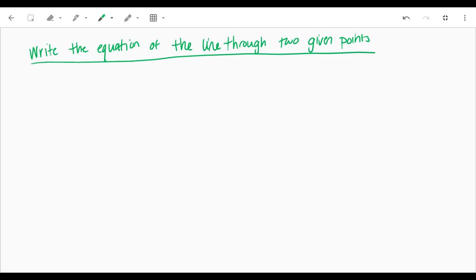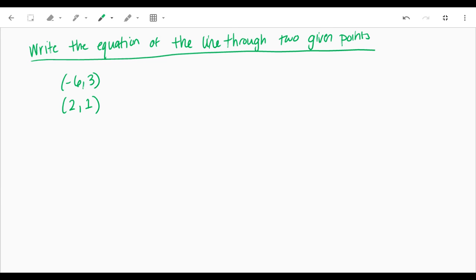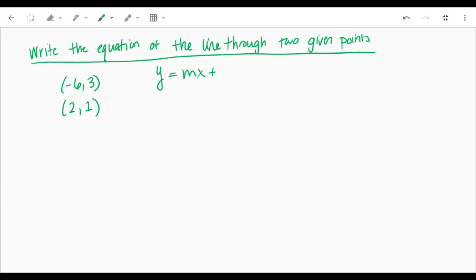Okay, so the one that I'm looking at, I see a point at (-6, 3), and then (2, 1). So again, we want y equals mx plus b. m will be the difference in the y's over the difference in the x's. So we can do 3 minus 1 over -6 minus 2. So we'll have 2 over -8, which is -1/4.